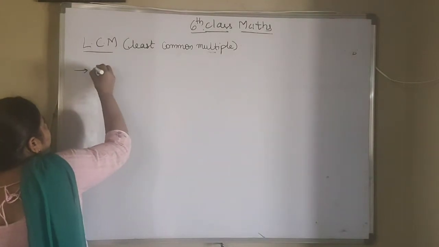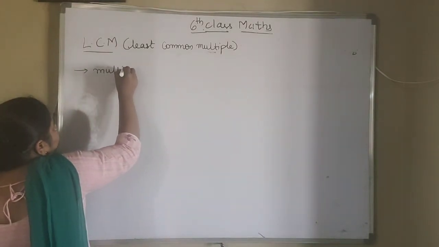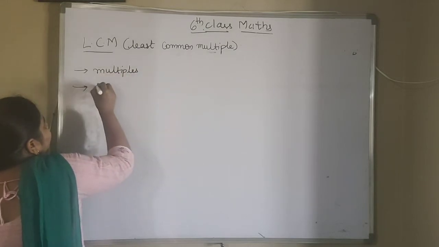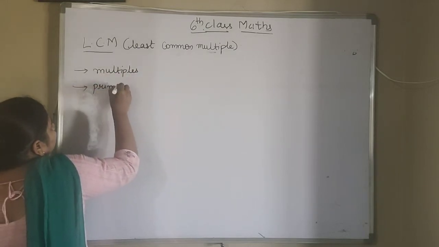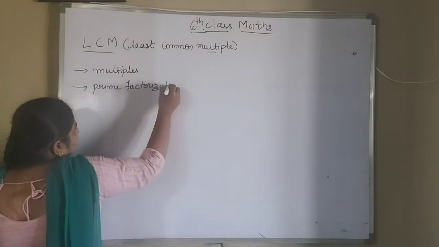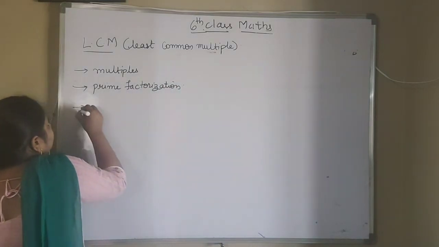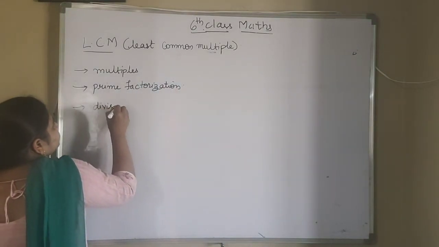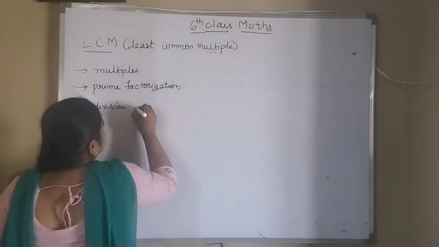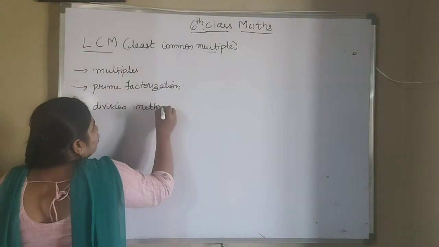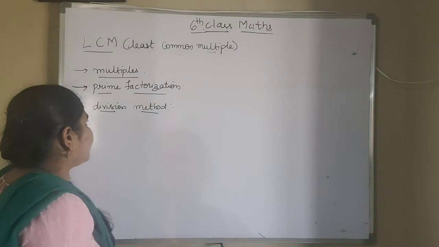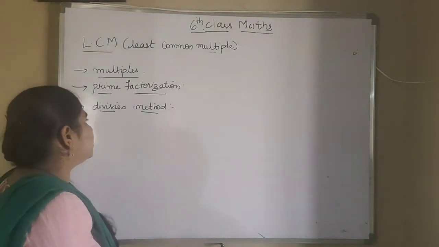In this, first is the multiples method. Second one is prime factorization. Already we have learned what prime factorization is. Third one is the division method. So how many methods are there? Total 3 methods. First is multiples method, second is prime factorization, and third is division method.